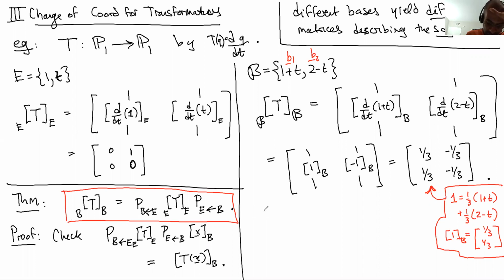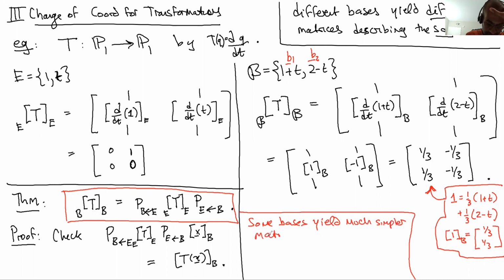So the point I want to highlight is there are many different transformations, but some bases yield a much simpler matrix than others, right? So E is better than B. E gives a simpler matrix than B. And so the question, which we'll now study for the next 2 weeks, is given a linear transformation, which basis gives the simplest matrix?